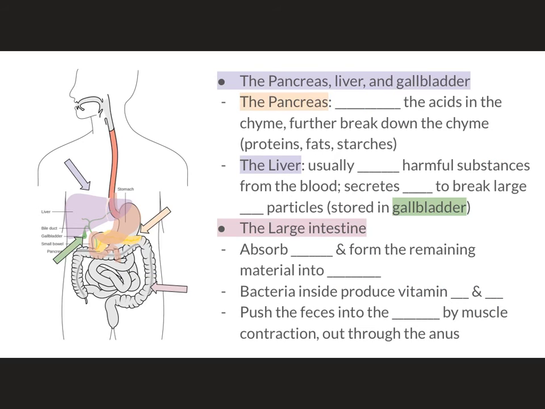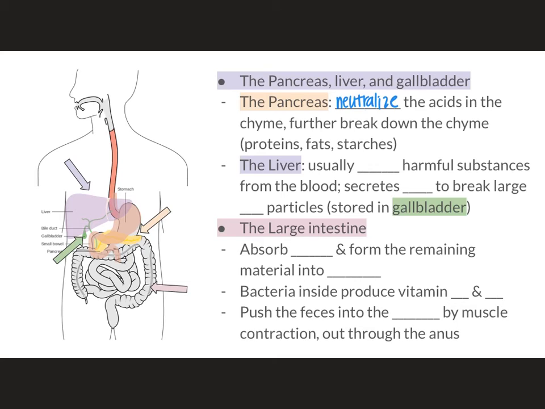Other than organs that are actually involved in either chemical or mechanical digestion, we have other organs that are part of the digestive system. Those are the pancreas, liver, and gallbladder. For example, the pancreas is important because it neutralizes the acids in the chyme, and it also helps to break down the chyme further inside of the small intestine. Because chyme directly from the stomach is highly acidic, if you don't neutralize it, it's going to burn inside of the small intestine.